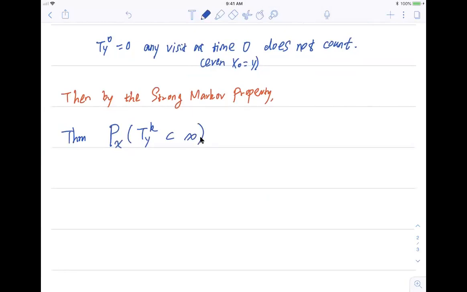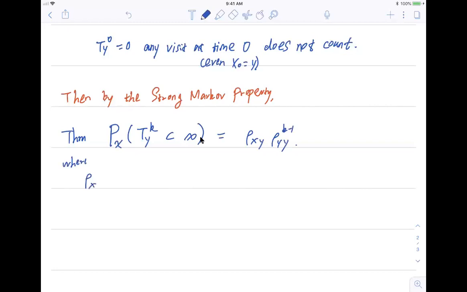So this is a probability, right? You're starting from x and you return to y k times in finite time. So this equals rho xy times rho yy to the k minus 1. I haven't defined this. So rho xy.